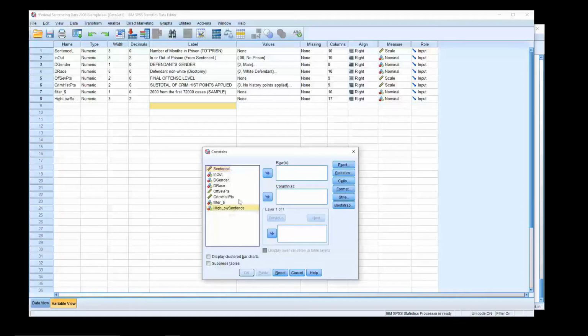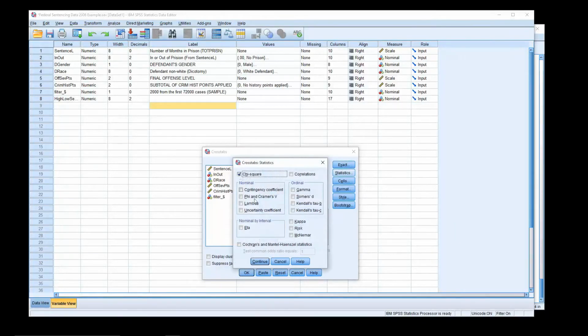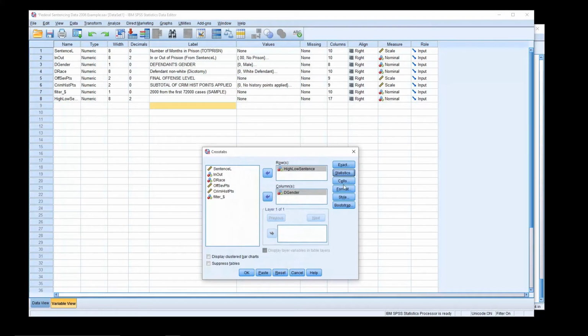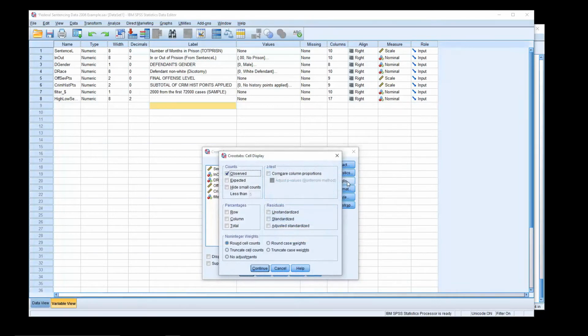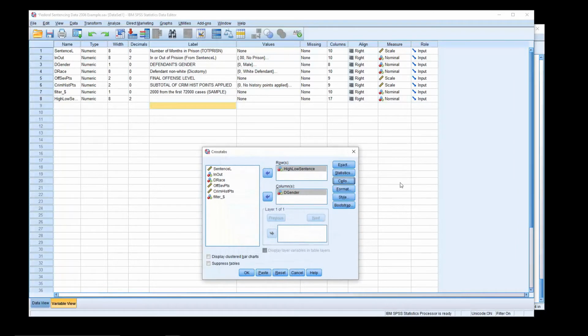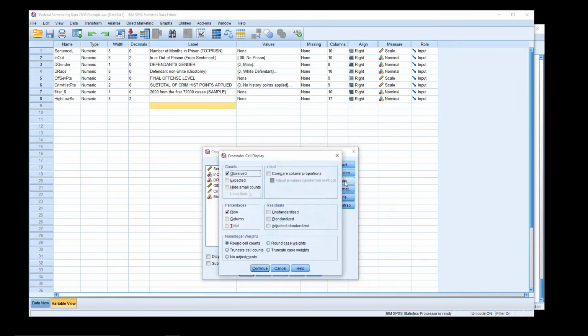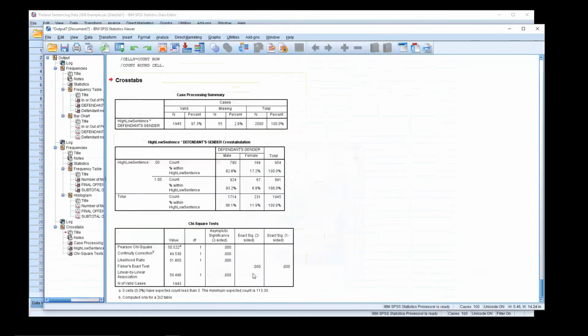So let's use the high-low and pull that over. And I want to examine defendant's gender. And let's run this. Let's ask for chi-square, okay? And what I want to do here is, let's see, column, row. Let's get this. I always get this stuff mixed up. You're seeing me doing this live for the first time. Let's go ahead and get row percentages. So I want the percentage based on the row, and I don't think that's right, actually, but let's run it and see if it is. We can just delete it out.